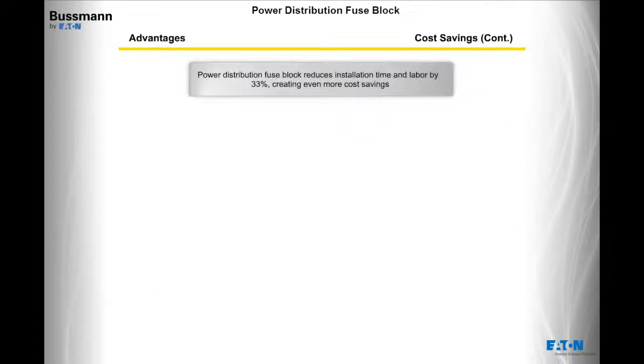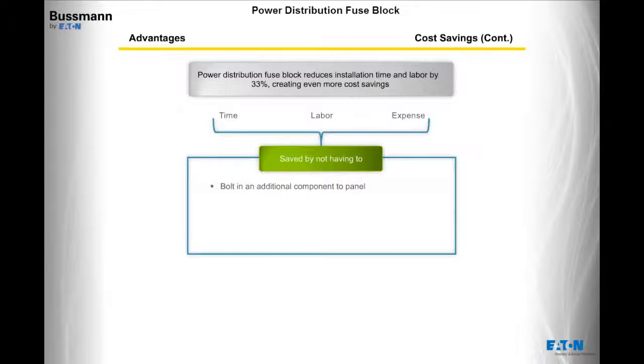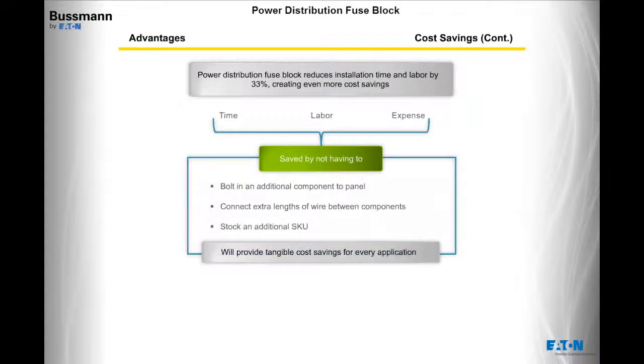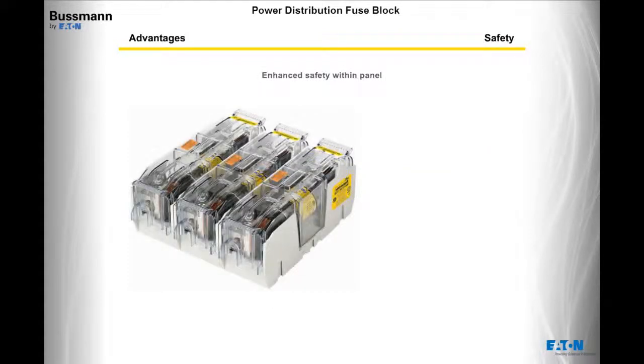The power distribution fuse block reduces installation time and labor by 33%, creating even more cost savings. The time, labor, and expense saved by not having to bolt in an additional component to the panel, not having to connect extra lengths of wire between components, and not having to stock an additional SKU will provide tangible cost savings for every application. This new solution lowers inventory costs and eliminates wire run from fuse holder to power distribution fuse block.